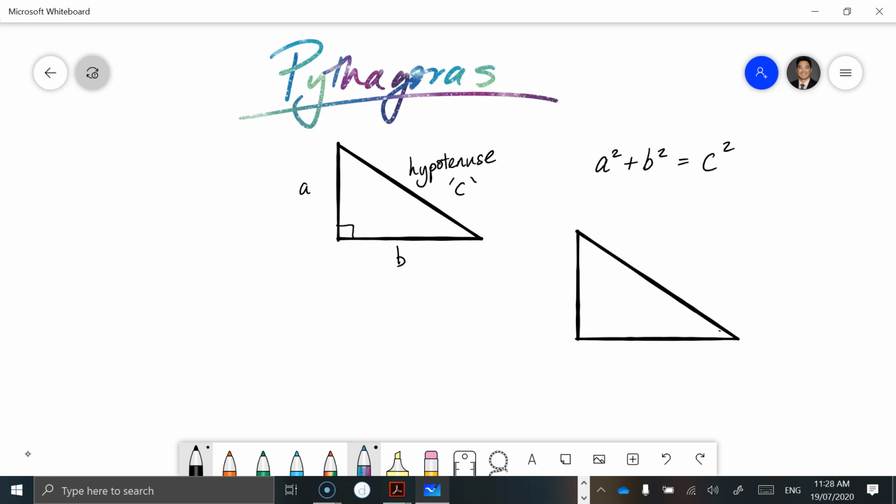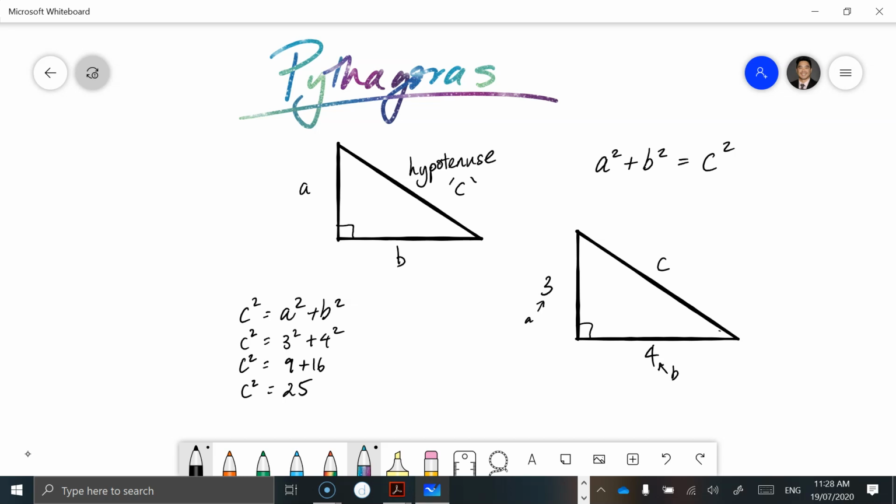So let's start off with something like this. Here's a triangle, and I want to know what C is, and we know that this side is a 3 and this is a 4. So we throw it into our formula, where C squared is equal to A squared plus B squared. A is 3 and B is 4, so 3 squared plus 4 squared is equal to C squared. 9 plus 16, and C squared is equal to 25.